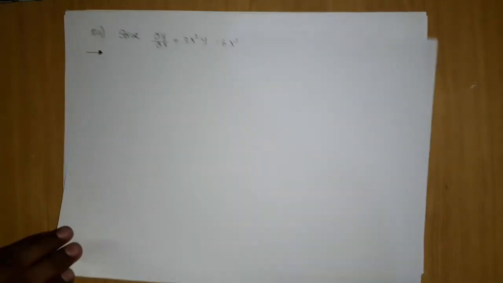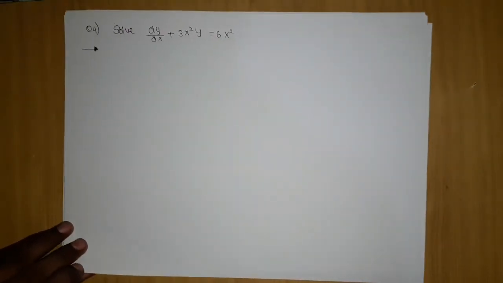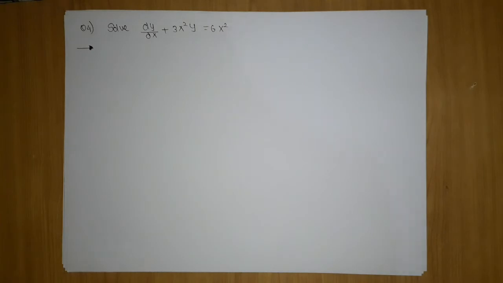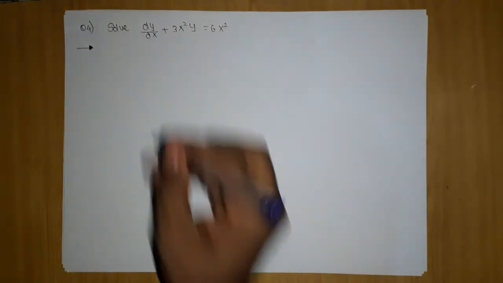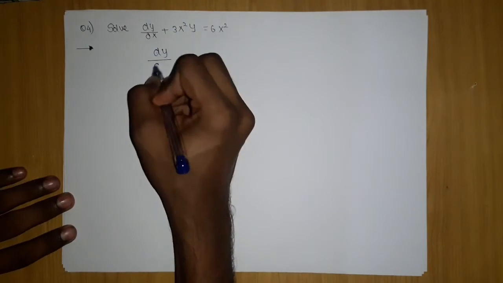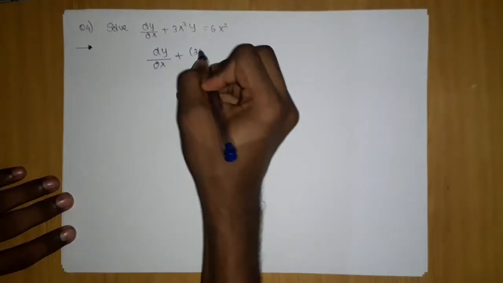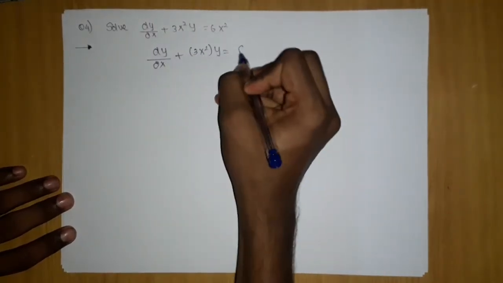Now let's move on to the next question. The next question which we are going to take is as follows. Question number 4. Writing the given differential equation in the format, first observe dy by dx, so its form will be dy by dx plus p of x into y equals q of x. So just write it in the format dy by dx plus 3x square into y equals 6x square.